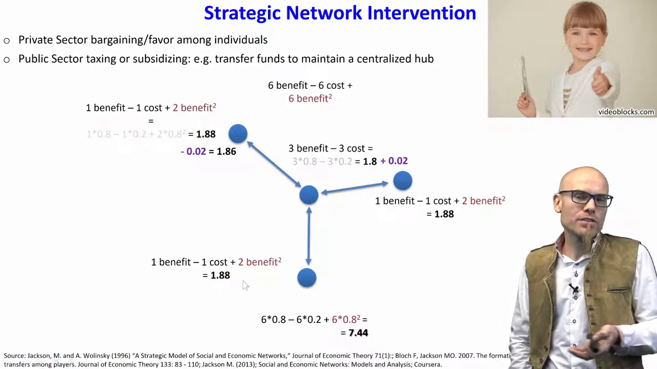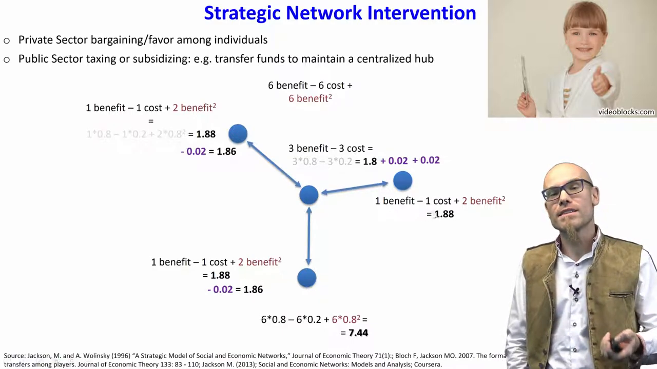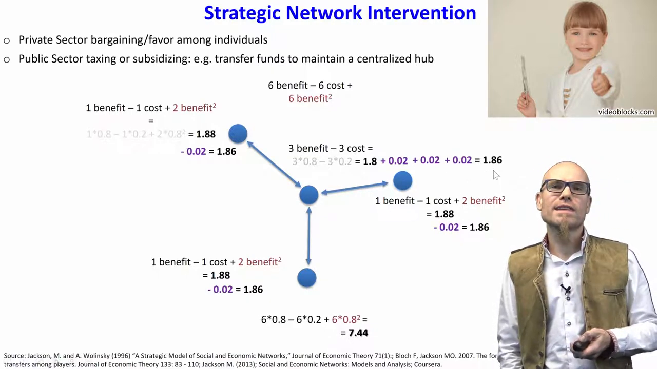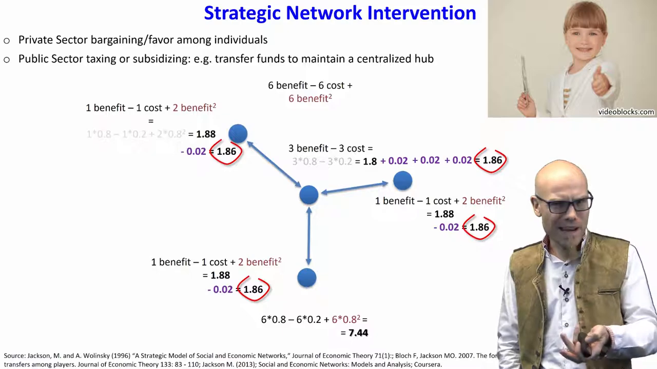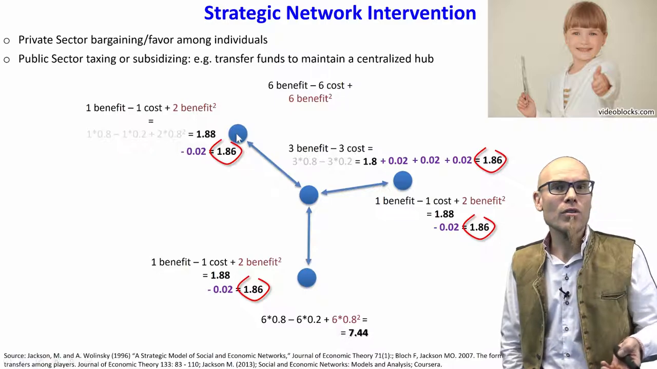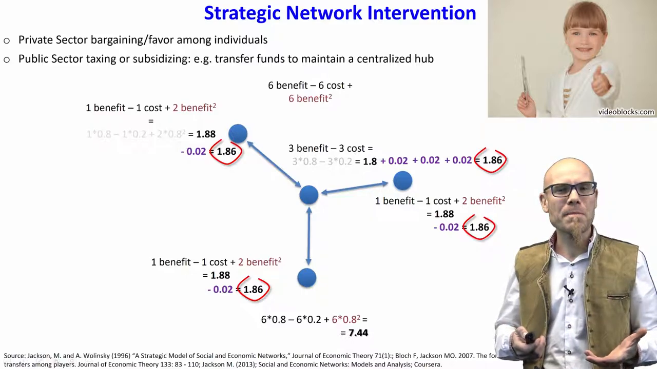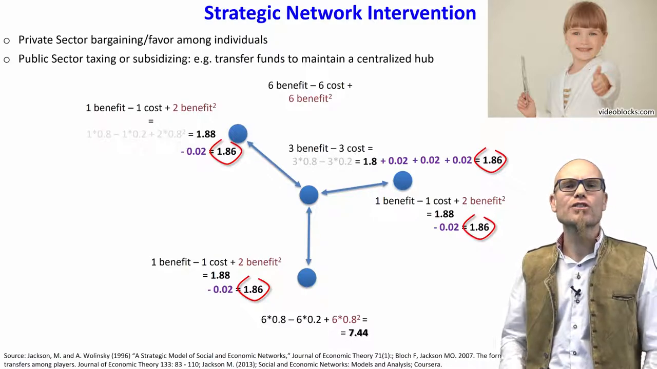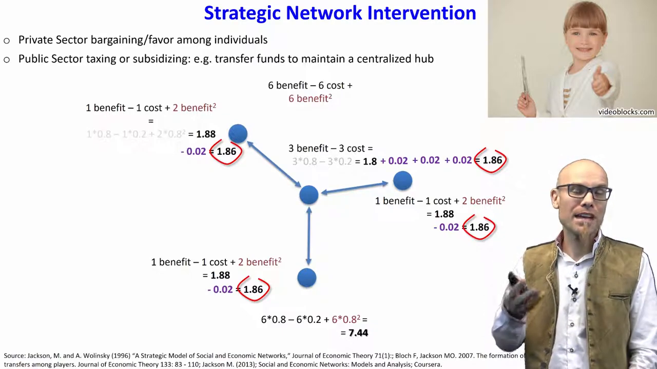What about the other two? Well, for fairness reasons, we would tax them at the same rate. Also 2 cents. Everybody chips in 2 cents. I take 2 cents from this one, give it to the central node. I take 2 cents from that one and give it to the central node. End of story is that all of my pendants now have a net benefit of 1.86. And my central node? Oh, as well, 1.86, right? So now with this cross subsidy, everybody is happy with this tax and redistribution, or it might be out of a private sector negotiation in order to find this really fair.